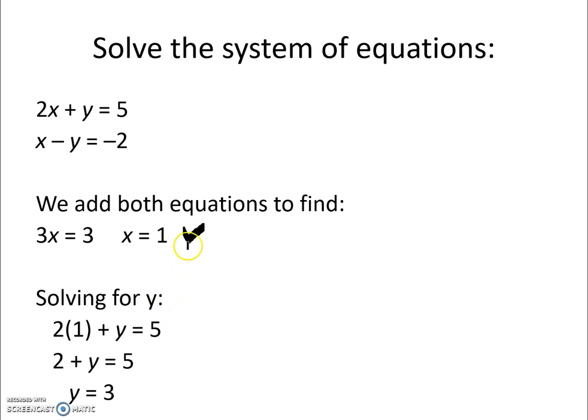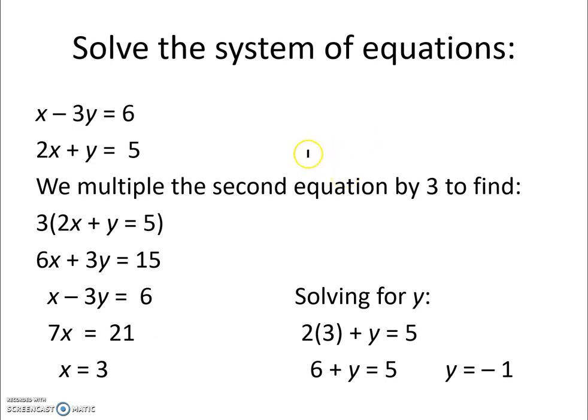I chose the top one here, 2x plus y equals 5. I plugged 1 in for x, and I got 2 plus y equals 5. Subtracting 2 from both sides, we found y equals 3. So then the point (1, 3) is a solution to this system of equations.